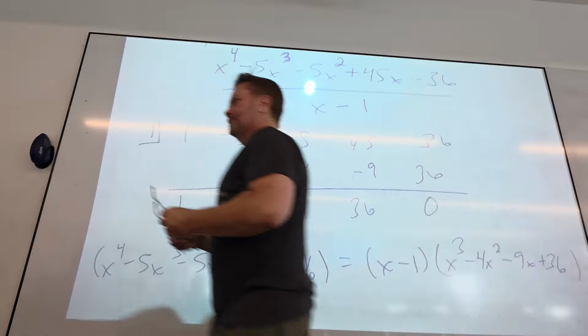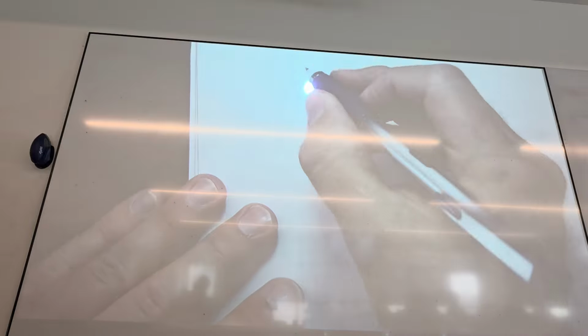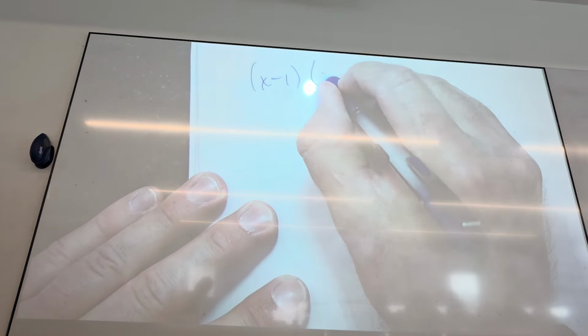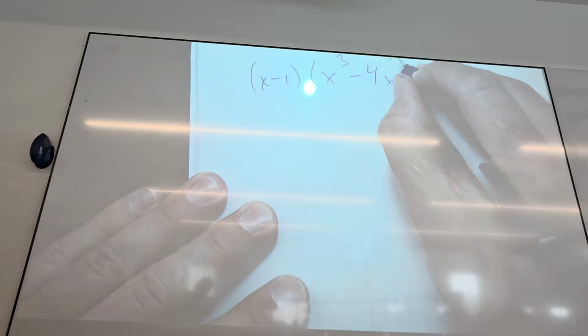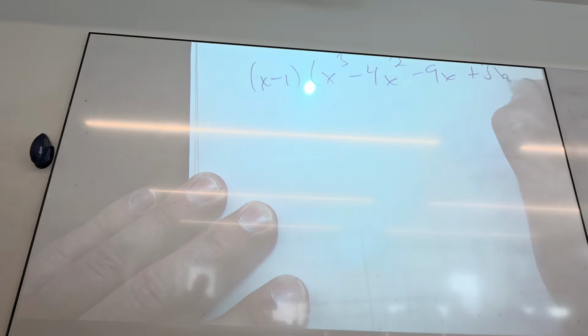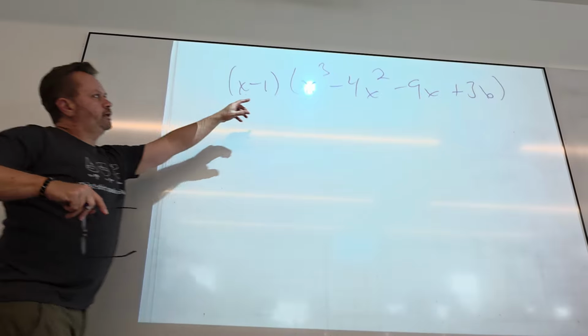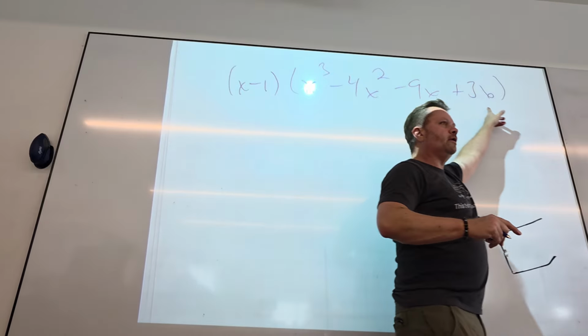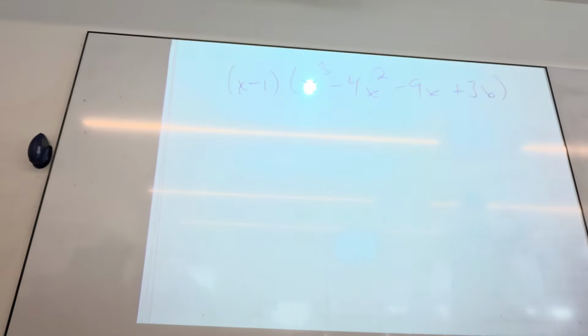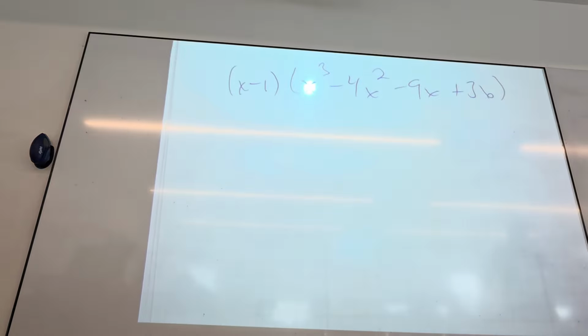Let me write that up on the next picture. Could I keep going? So far we got this. So here's what you ask yourself. Do I need to do synthetic again? Or could I just straight up factor it?